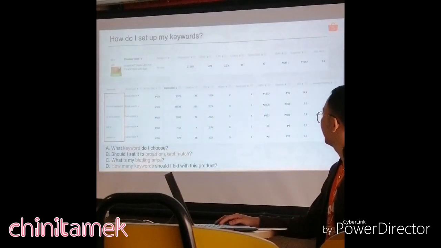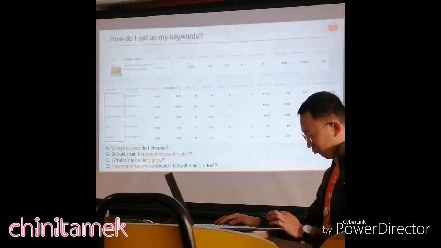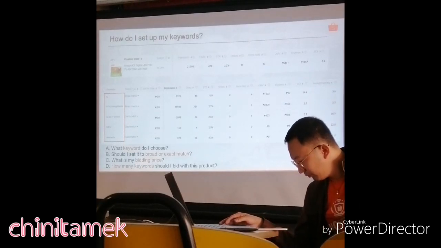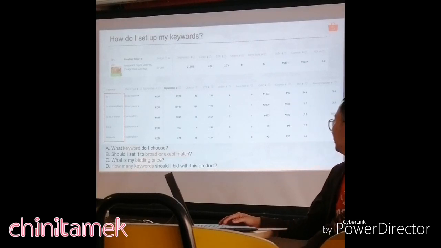So how do they do it? How do they achieve that kind of ROI and the number of orders or impressions? There are 4 things to consider: choice of keywords, whether you should set it to broad or exact match, bidding price, and how many keywords they should use with the product.